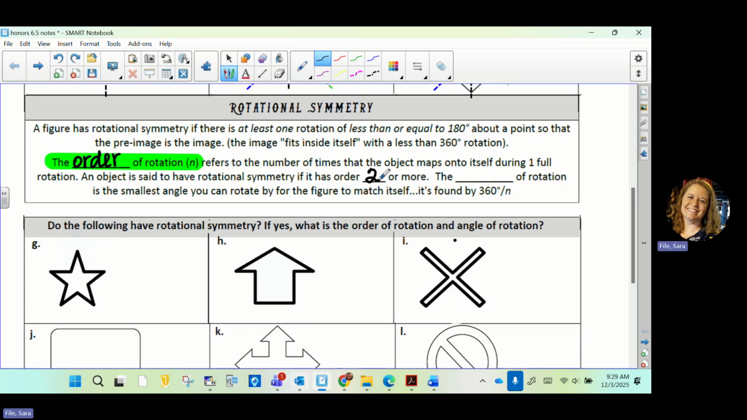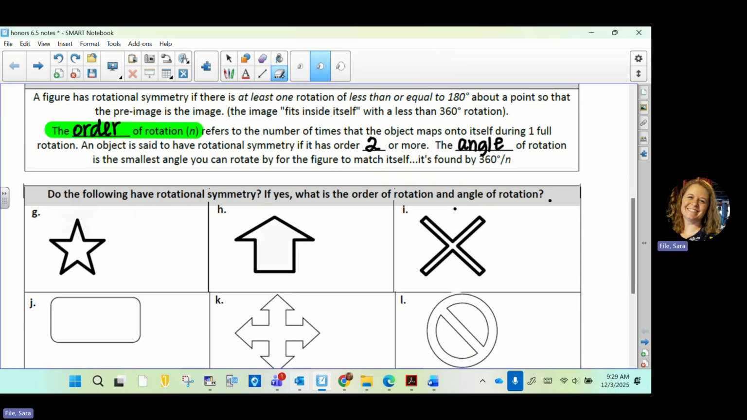Now the angle of rotation is the smallest angle that you can rotate by for that figure to match itself. And you find that angle of rotation by doing 360 divided by n, your order. Okay, so we're going to look at a few of these.